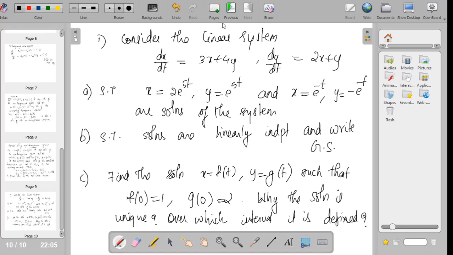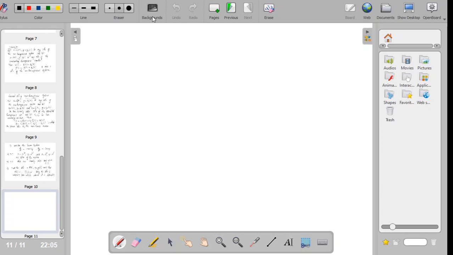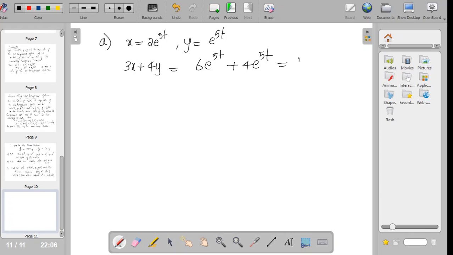So let us first show that the given values of x and y are actually solutions. You are given first x equal to 2 e raised to 5t and y is equal to e raised to 5t. Let us take first 3x plus 4y. So 3x plus 4y will be 6 e raised to 5t plus 4 e raised to 5t, that is equal to 10 e raised to 5t. So dx by dt is 10 e raised to 5t. Therefore dx by dt is equal to 3x plus 4y. So both are equal, the first equation holds.